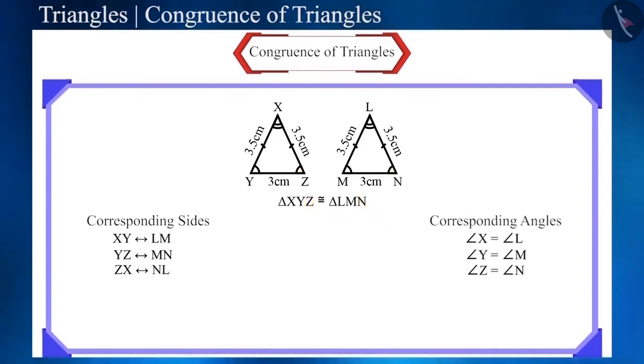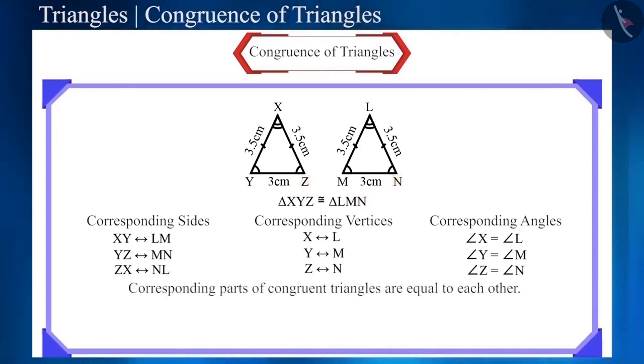Can we say the same for the vertex as well? Yes. Vertex X corresponds to vertex L, vertex Y corresponds to vertex M, and vertex Z corresponds to vertex N. Friends, from this we can conclude that the corresponding parts of congruent triangles are equal to each other. We abbreviate it as CPCT, that is, corresponding parts of congruent triangles.